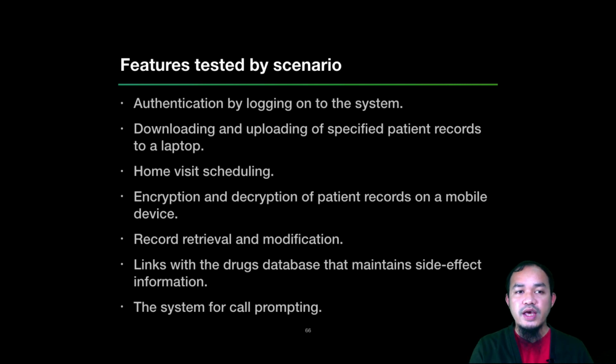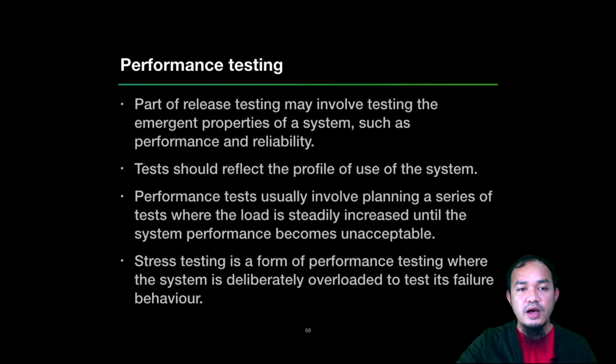According to the scenario, we can select the features to test, and then list what we have to test. For example, here we have authentication by logging on to the system, so we have to test the authentication, downloading and uploading, home visit scheduling, encrypting records, linking the system for call prompting, something like this. These are the features we have to test to make the test fast according to the scenario.